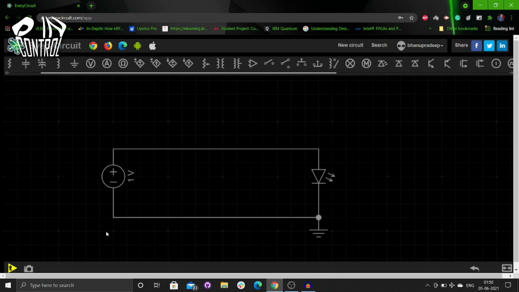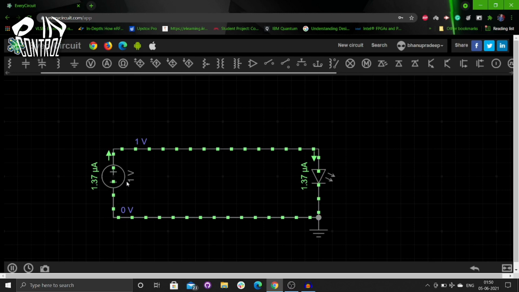Before simulating, every element has specific parameters. For example, this voltage source will have certain voltage and current values. In the same way, an LED also has a certain accepting voltage and current. Let us see what the accepting voltage of this specific LED is, and see what happens if we apply greater than and less than that voltage. Let us simulate.